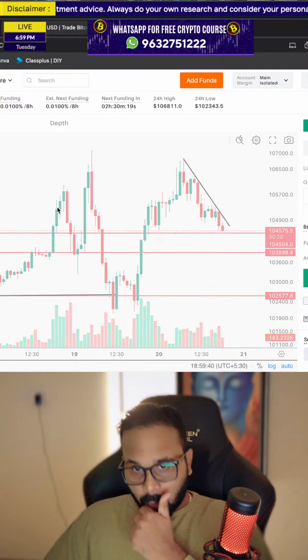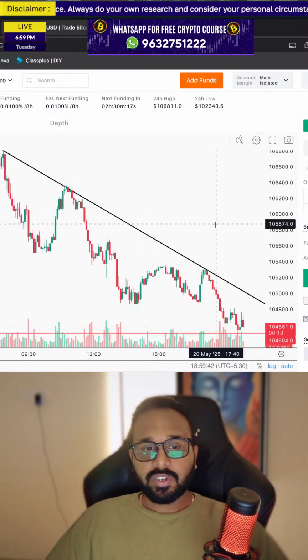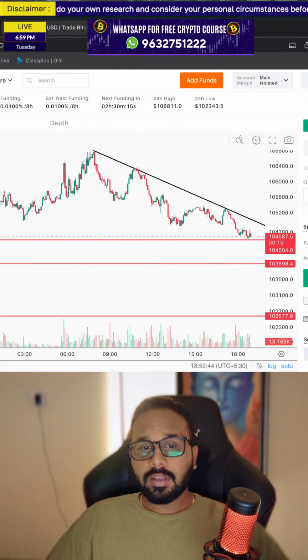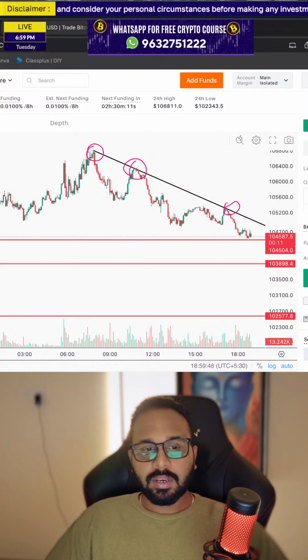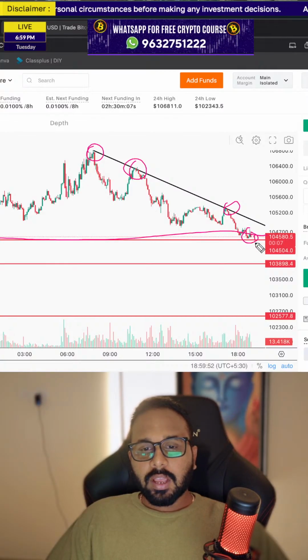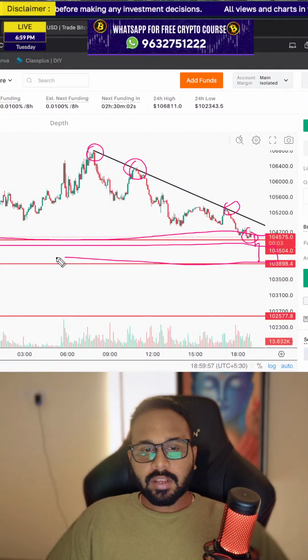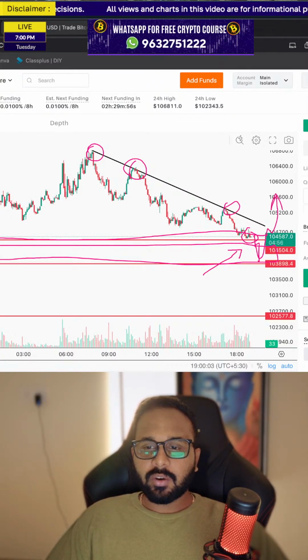So on a 5 minute time frame, if I switch, what you will see is this trend line, resistance 1, resistance 2, resistance 3, and the market at this point of time is near the support. At some point of time it might give a breakdown. A breakdown might attract some bearish traders into the market. From this zone we can expect some kind of reversal.